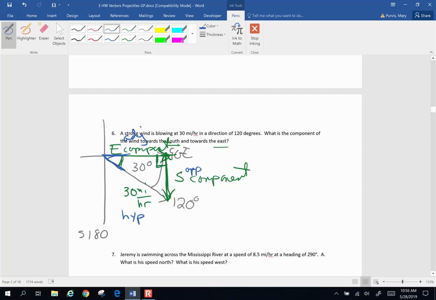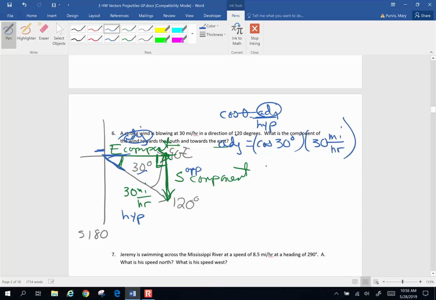So I am actually going to use the cosine to find the easterly component, and I'm going to use the sine to find the southerly component. So let's go ahead and do that. The cosine of theta is the adjacent over the hypotenuse. The adjacent is my easterly component, so my adjacent is going to be equal to the cosine of my angle, 30 degrees, times my hypotenuse, 30 miles per hour.